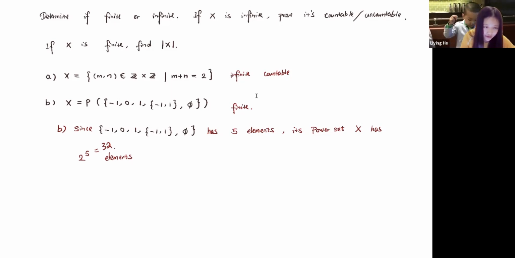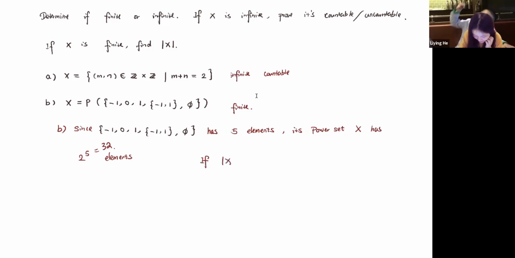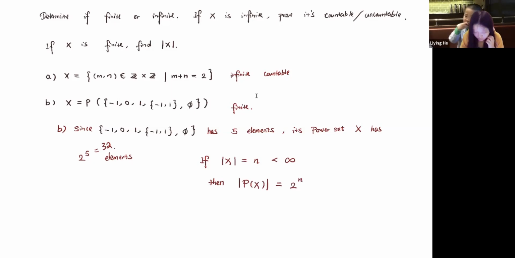It's always base 2 for finite, 2 to the power of n. So let's write it down. If the cardinality of X equals n, which is finite, then the cardinality of the power set of X is 2 to the power of n. Okay, this is a short review. I did that in the last tutorial, but just to remind you, you should know this as well.